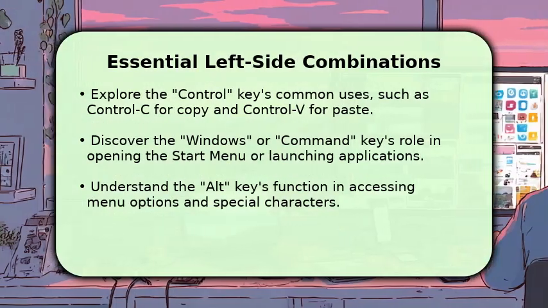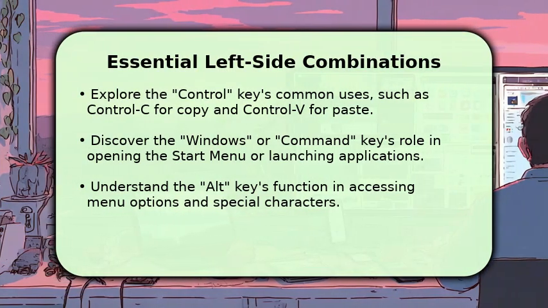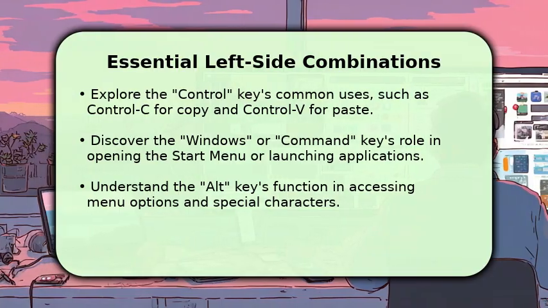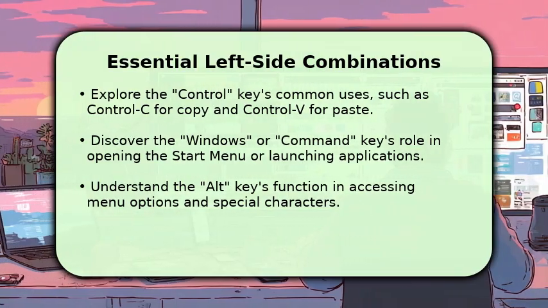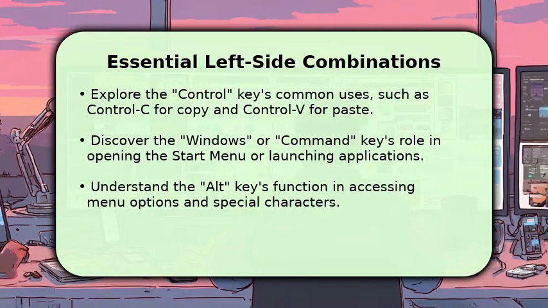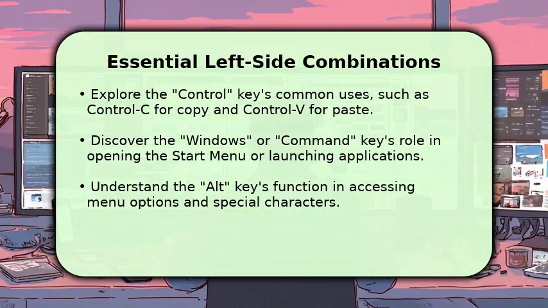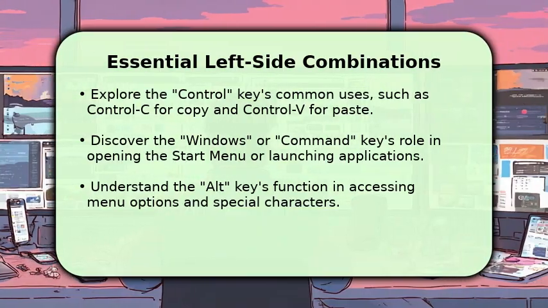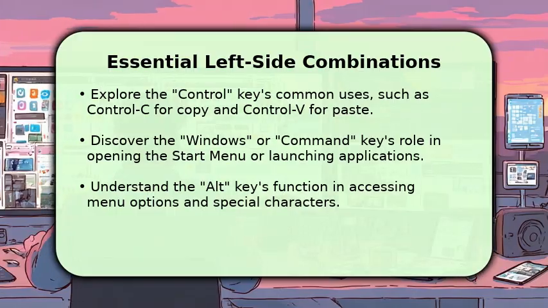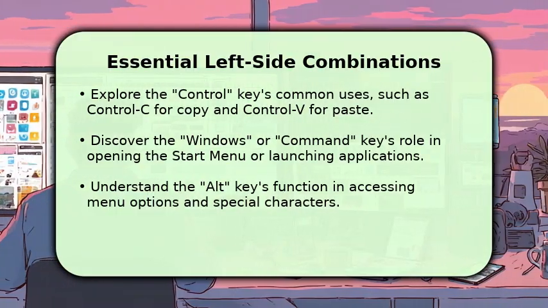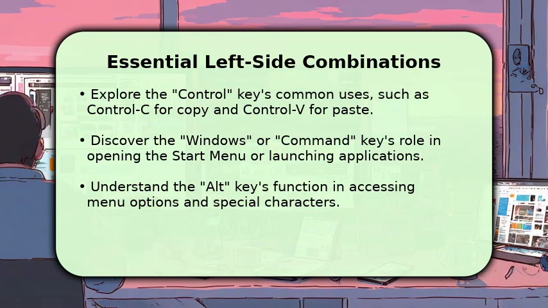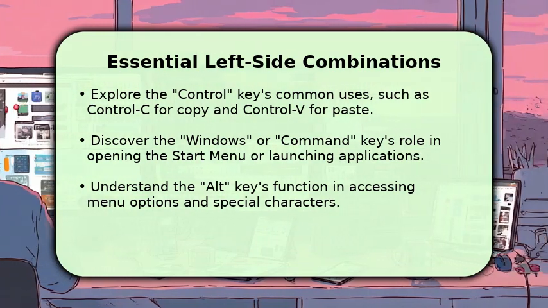Let's explore the essential combinations on the left side. The Control key is your go-to for commands like Ctrl-C to copy and Ctrl-V to paste, saving you countless clicks. The Windows or Command key instantly opens your Start menu or launches applications, providing quick access to your system. And the Alt key, often used with other keys, helps you access menu options or type special characters. These combinations are fundamental for navigating your computer with speed and precision.